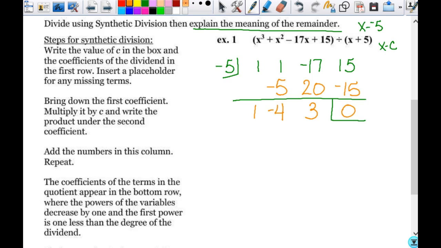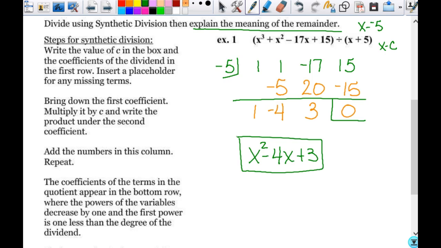Then I need to write out the quotient. Okay, so it says the coefficients of the terms of the quotient are in the bottom row. Since this was x cubed, this means this is going to start with x squared. So this gives me x squared minus 4x plus 3. That's the quotient. That's what I get when I divide.